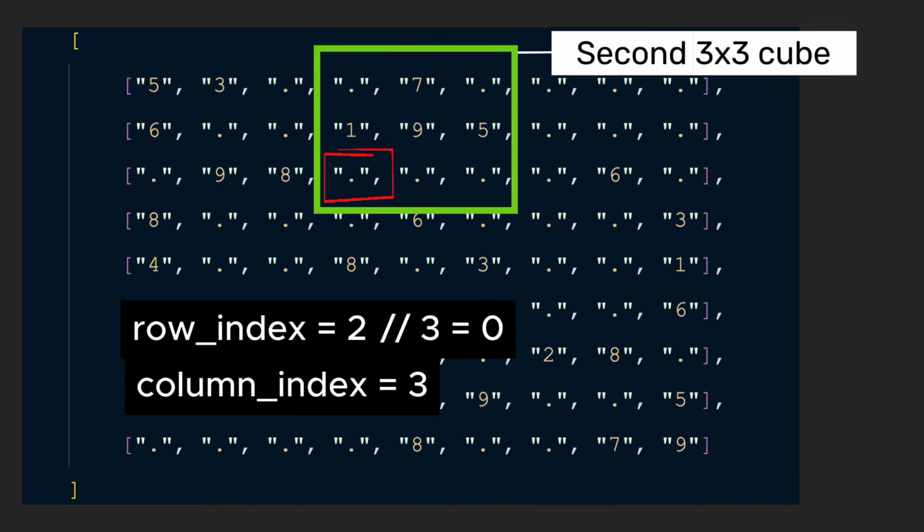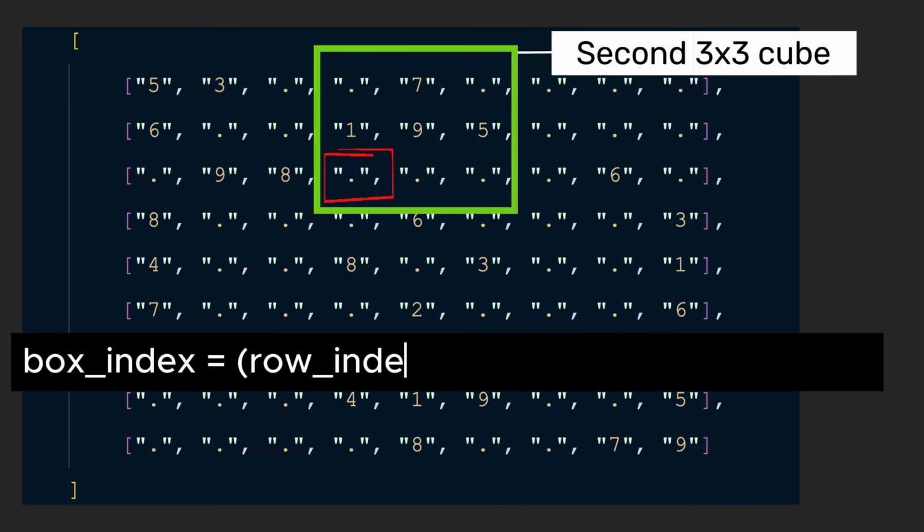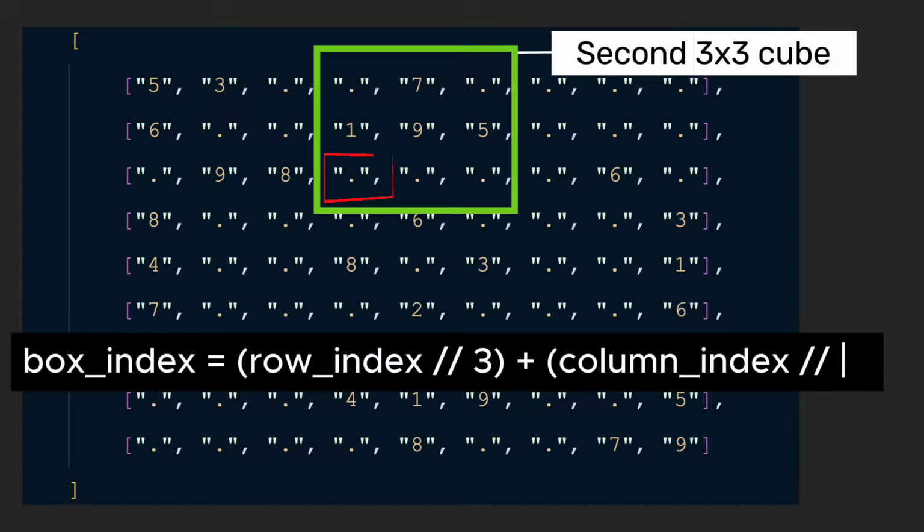Similarly, if we divide the 3 by 3, we get 1. Notice that these two numbers, 0 and 1, represent the box's row and column index within the 3x3 grid of boxes. So each cell can be assigned a box index simply by doing row index // 3, then column index // 3.